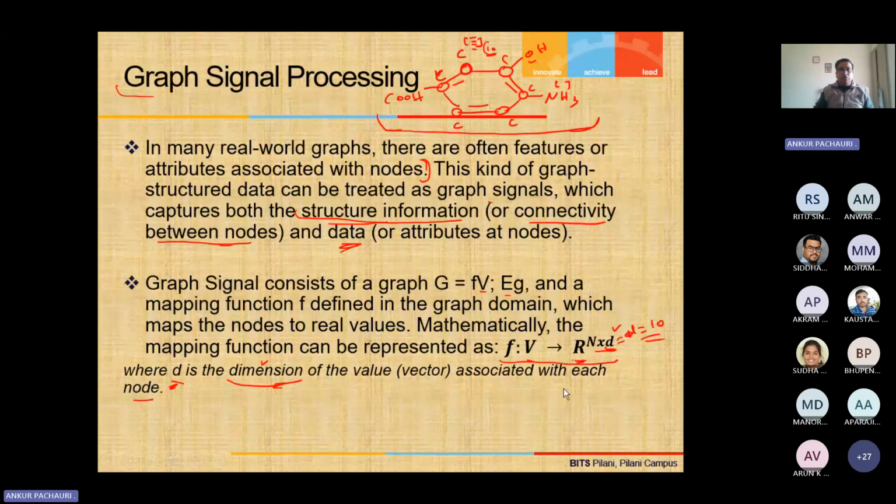N is the number of nodes. So suppose, for example, there are 1,000 nodes and each node has a dimension of 10. So 1,000 into 10. This set can be a set of real numbers. But it is a possibility, right? Each node can have a different dimensionality. One node can have two attributes, other nodes can have three attributes. Is it not a possibility?